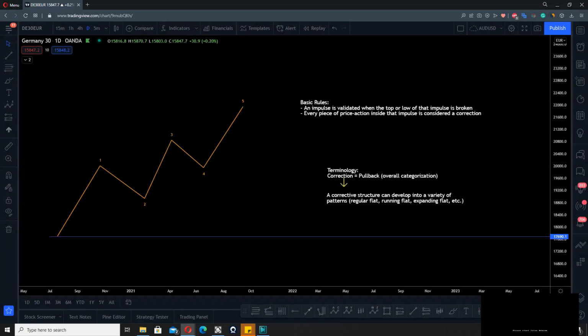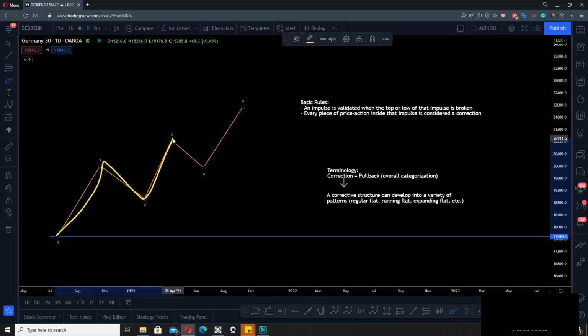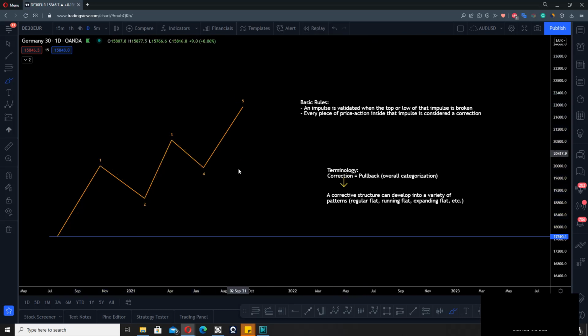Okay. Before we take a look at where patterns are validated and invalidated, we have to understand what patterns are. Let's take a look at this five-wave structure here. From what we learned from earlier YouTube episodes, we know that this here is an impulse, a correction, an impulse, correction, and yet another impulse. But where do the patterns come into the picture, right?